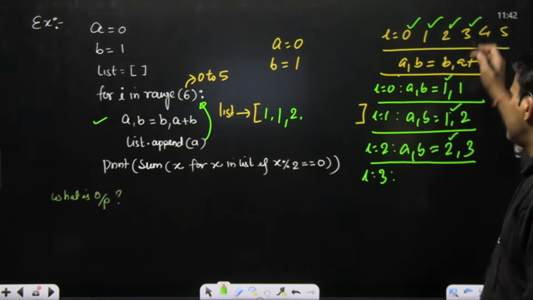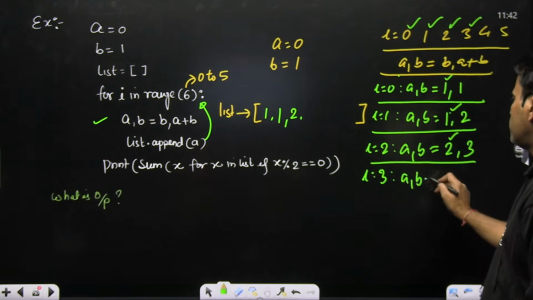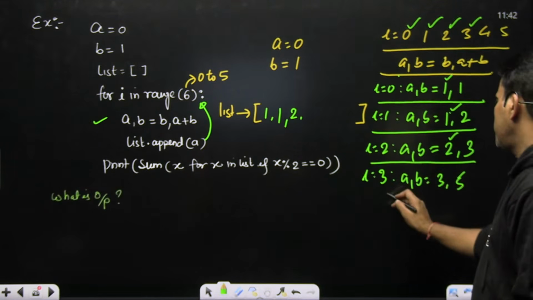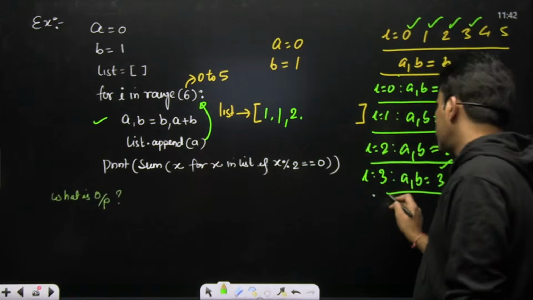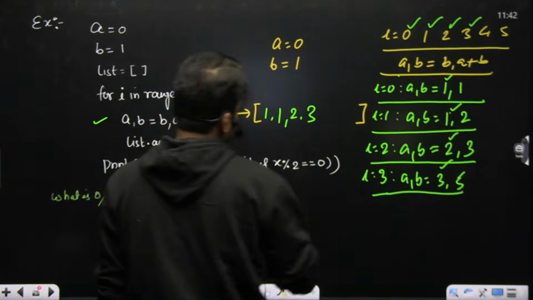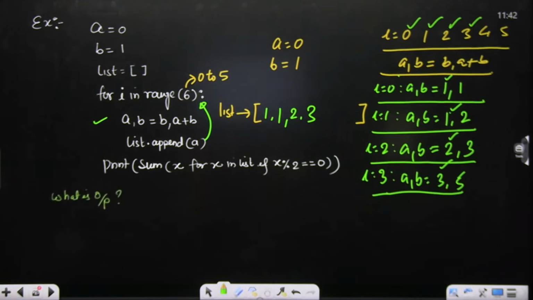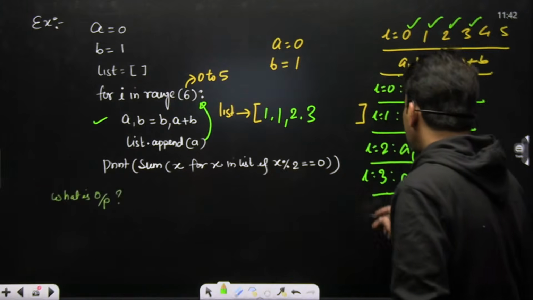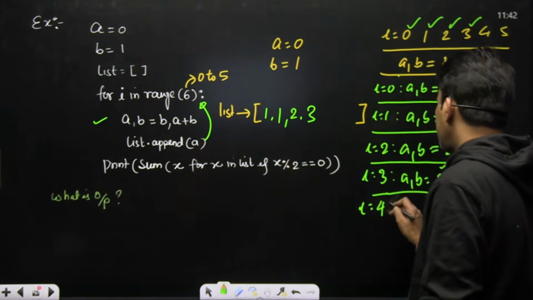after this, i is 3. Sir, a, b equals b, a + b. What is b here, student? b is 3, right? a + b is 5. So now a is pointing to 3. a is pointing to 3. So 3 is added here.